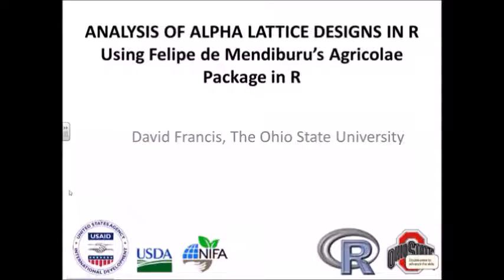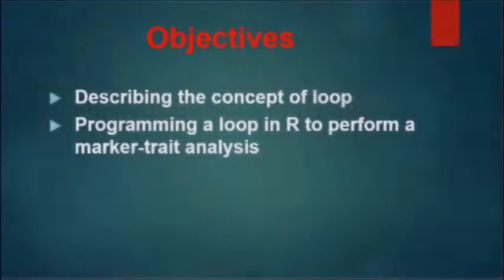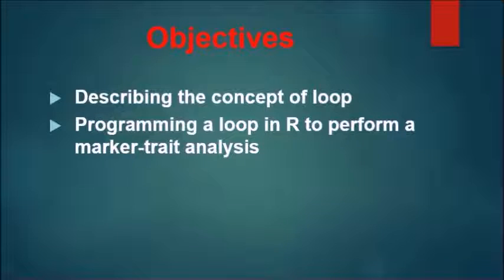In this video, Dr. Francis demonstrates how to program a loop in R, particularly in conducting a marker trait analysis. The merged data from the previous video, or video part 1, was used in the simulation. The loop was used to automate the ANOVA and summary table generation for the 271 markers.